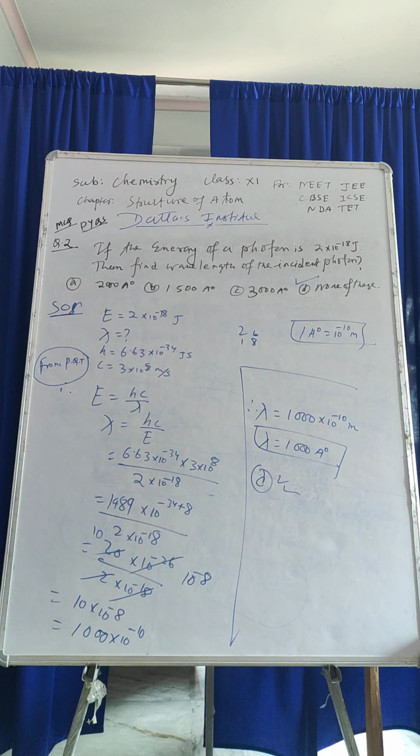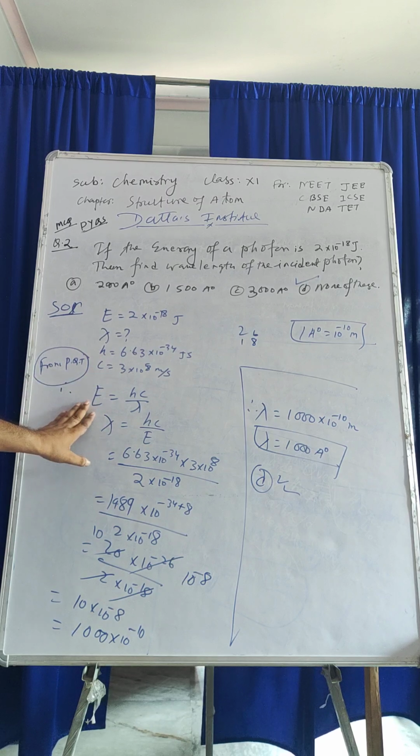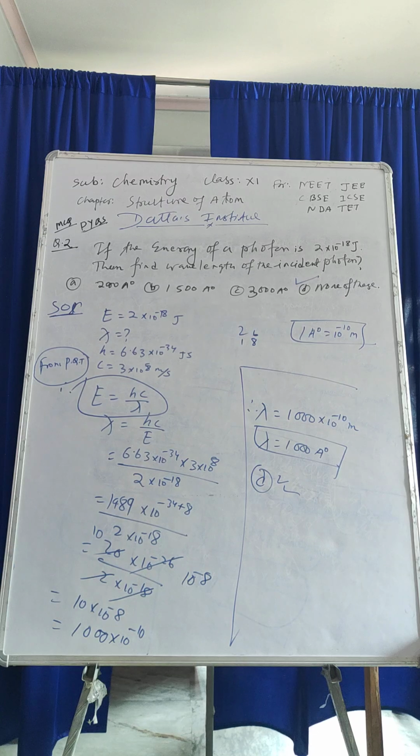Okay. So it's so simple. Look at here. I just write energy, h and c. After that, I put the value, that is the formula of photon, E equal to hc by lambda.